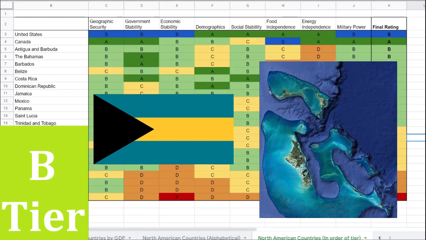Tourism and offshore banking account for most of its GDP, there you go. There's your quick economic facts. Demographics, C. It's quite similar to the other island nation, Antigua and Barbuda. Social stability, B. Same story. Food independence, C. Same story. Energy independence, D. Same story. Military power, exactly the same. Okay, good. We covered that. The only thing that was different was government stability.